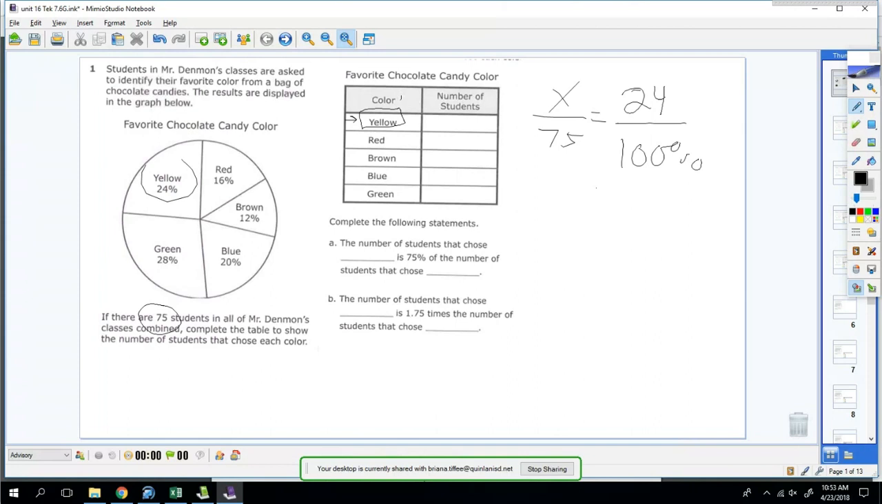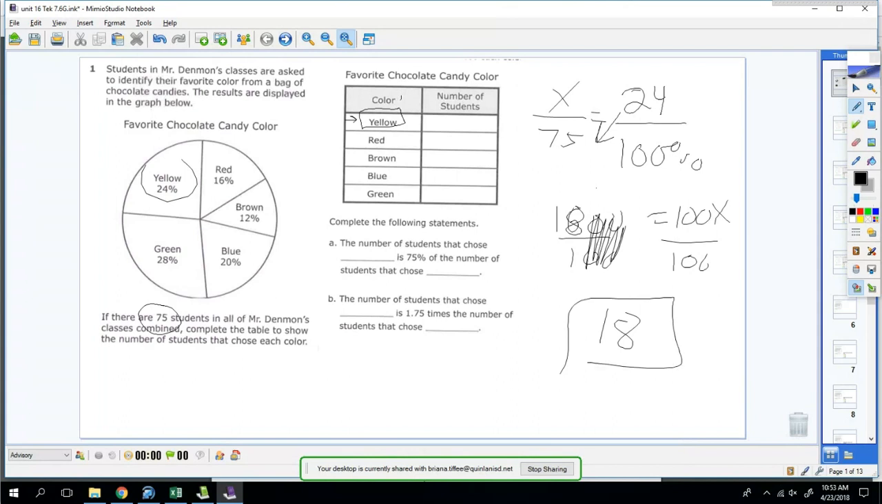So all you have to do is cross multiply. 24 times 75 is 1,800, and you get 100x. Then you divide by 100 on both sides. Luckily, when you divide by 100, all you can do is cross out the zeros, and you get 18. So 18 is your answer. It means 18 kids chose yellow.